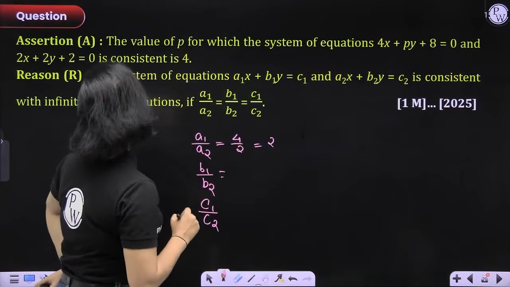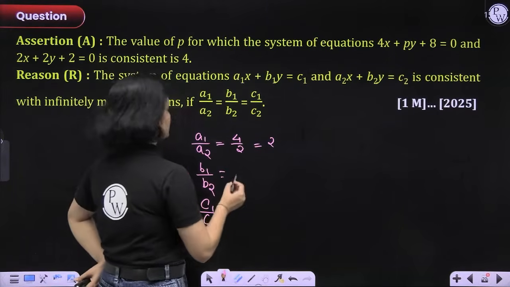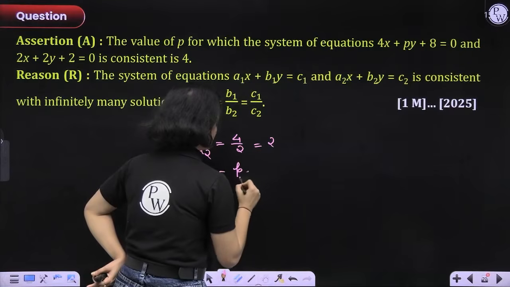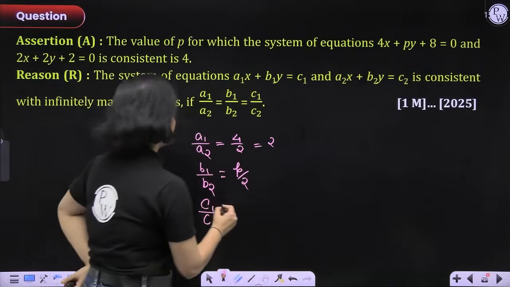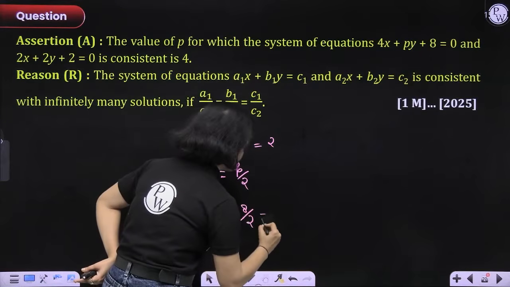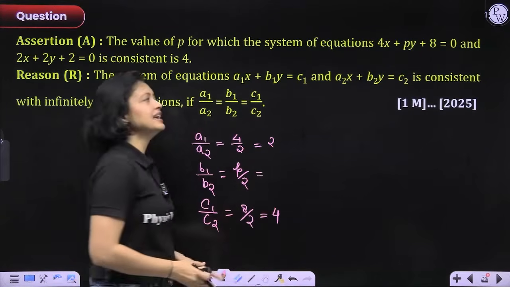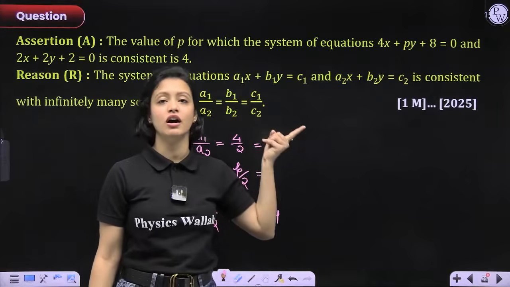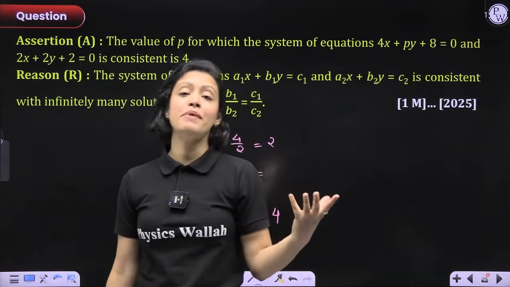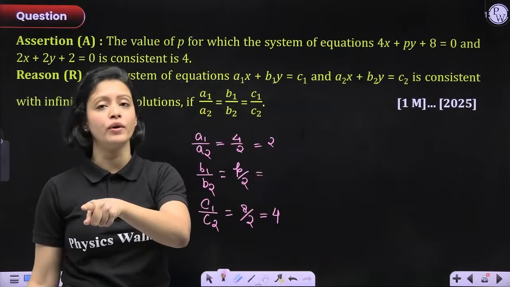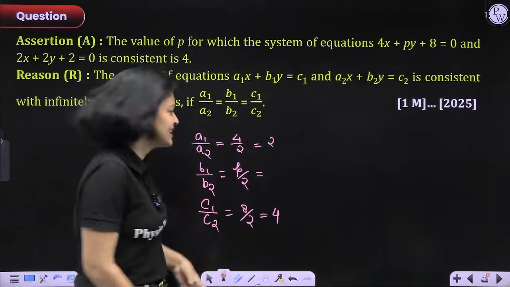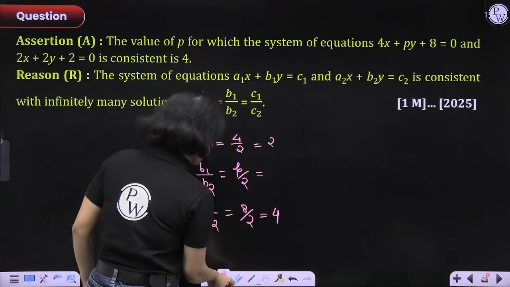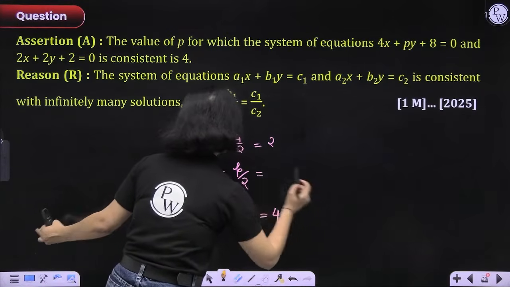Okay? b1 by b2 is what? b1 by b2 is p by 2. Okay? c1 by c2 is what, everyone? c1 by c2 is 8 by 2, which comes out to be 4. Now here they are saying that both these equations will form a consistent pair of linear equations if the value of p is 4. So let's put the value of p as 4 and check. Okay? So I'll put the value of p as 4. So do that, everyone.